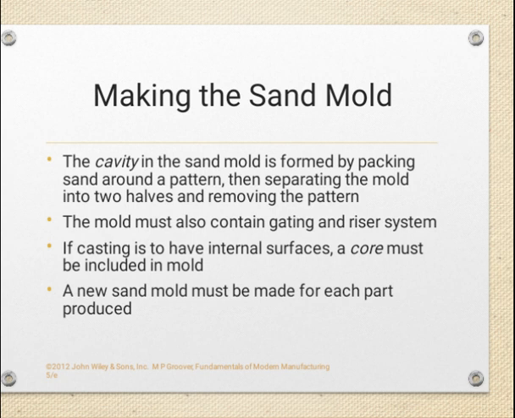Making the sand mold. The cavity in the sand mold is formed by packing sand around a pattern, then separating the mold into two halves and removing the pattern. The mold must also contain a gating and riser system. If the casting is to have internal surfaces, a core must be included in the mold. A new sand mold must be made for each part produced.